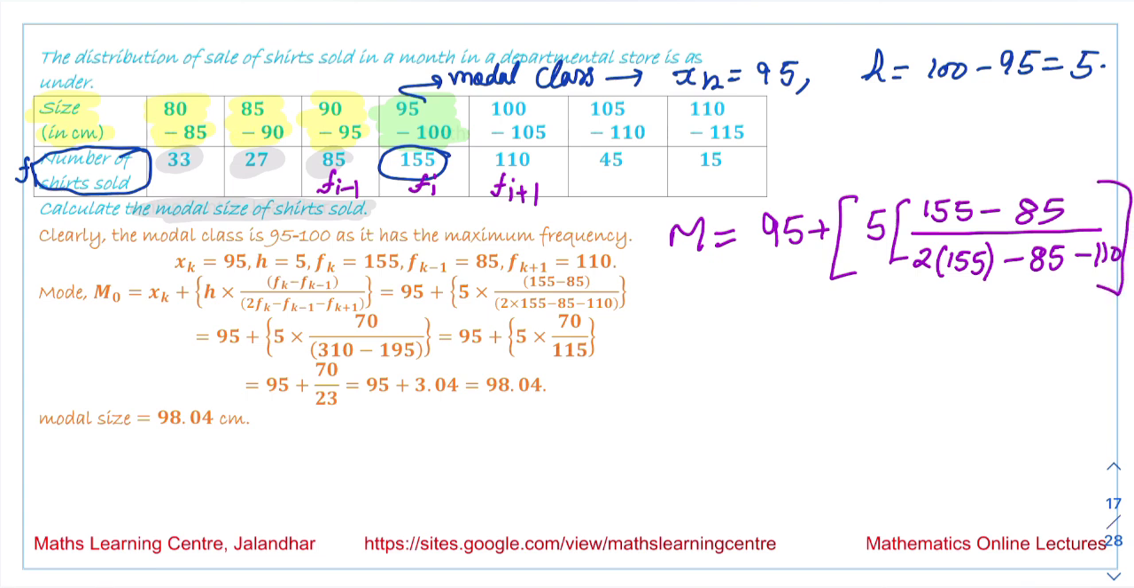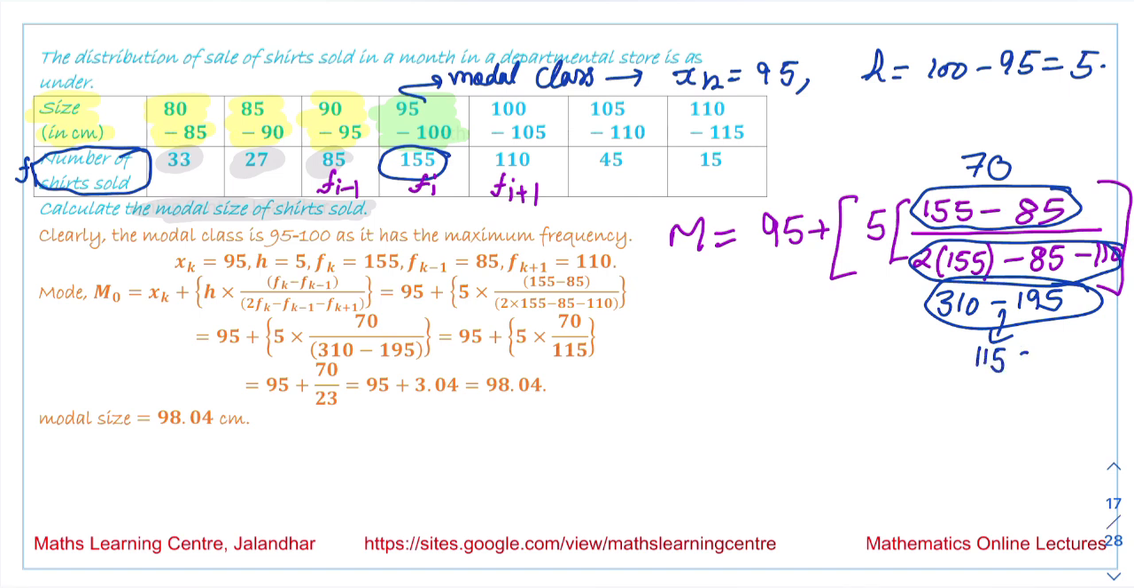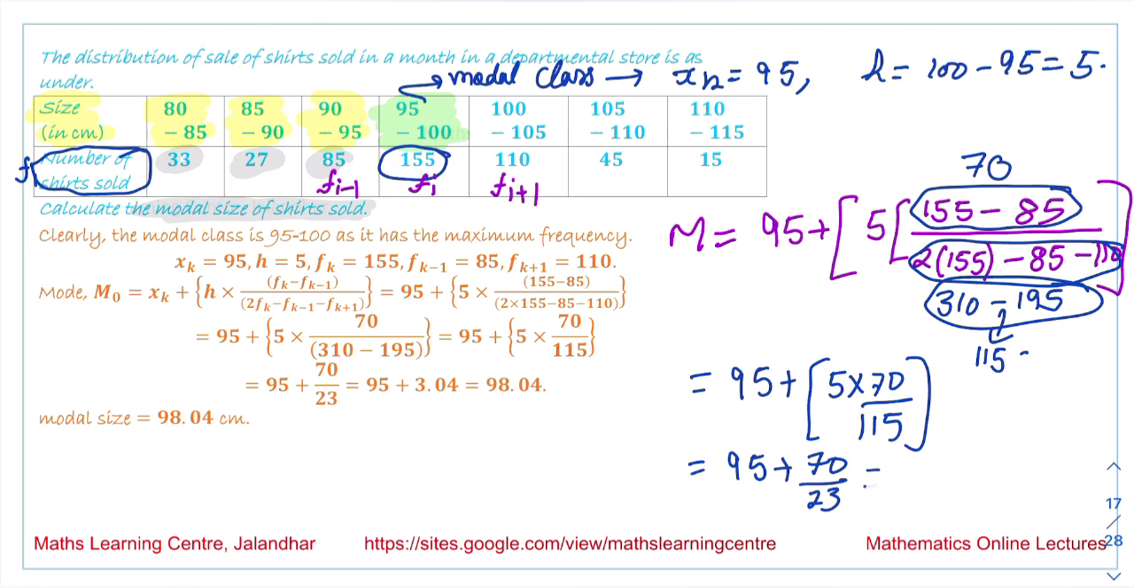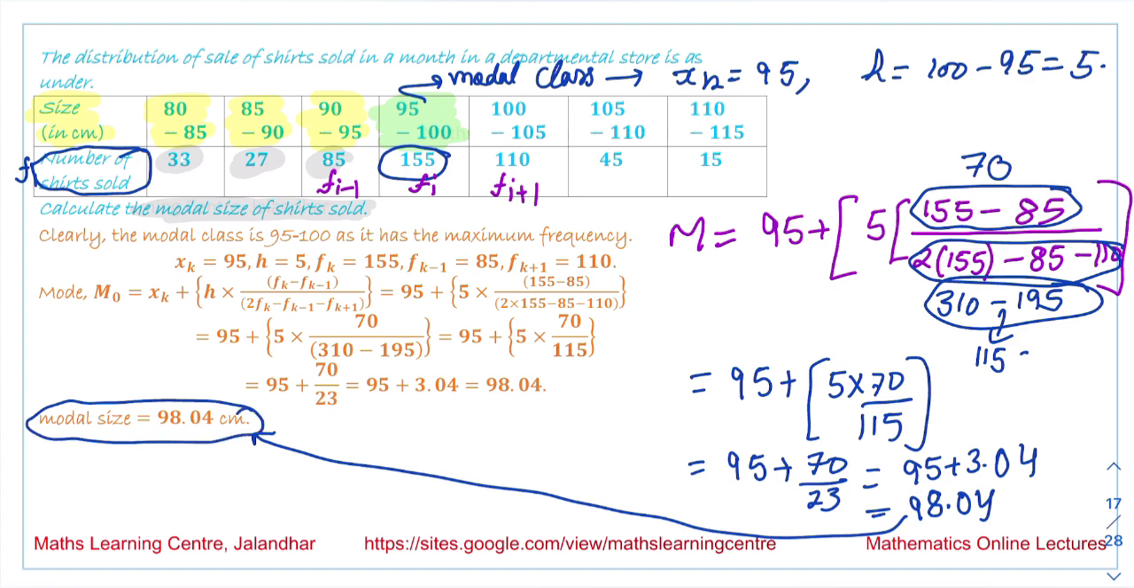Now on solving this, we get this value. When we subtract, this is 70, and the denominator, when we solve, becomes 310 minus 195, and this value comes out to be 115. So our answer becomes 95 plus 5 into 70 by 115. On solving this, we get 95 plus 70 by 23, that is equal to 95 plus 3.04, and that is equal to 98.04, and this is the mode of this data.